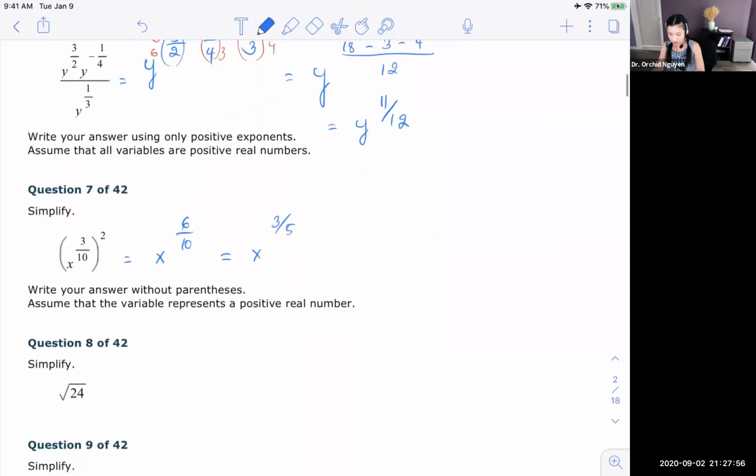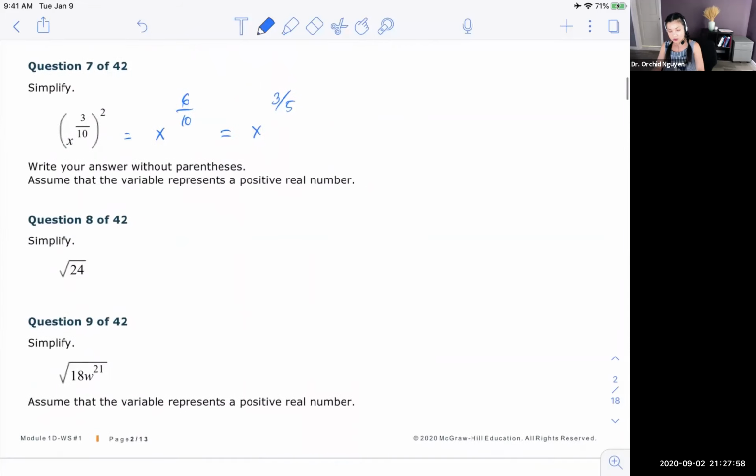Okay, moving on. Now, see right here, when you're taking the square root, I just want to remind you that we are not allowed to have a perfect square as a factor inside. So inside, you want to look for the perfect square in 24. So you're not trying to factor, you're trying to look for a perfect square. So the perfect square in 24 is 4.